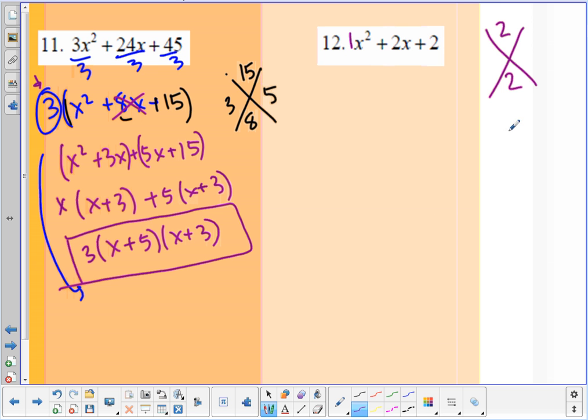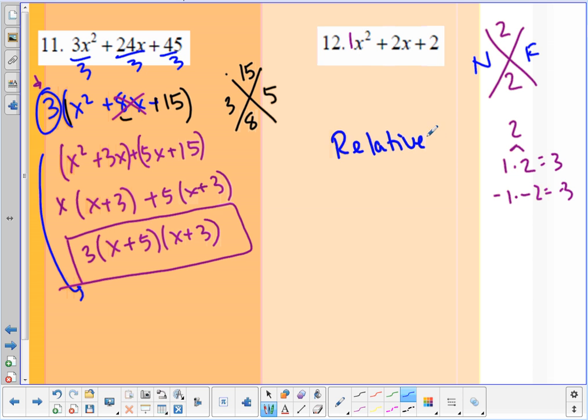Now let's talk about things that multiply to give me this product of 2 on the top. So when I multiply to get to 2, it's 1 times 2. That's my only option. I guess you could say -1 and -2. When I add 1 and 2, I get 3. When I add -1 and -2, I get -3. This is one that is not factorable. So we call this relatively prime.